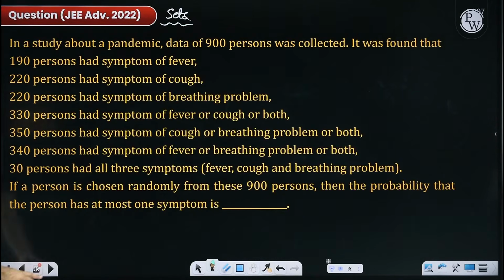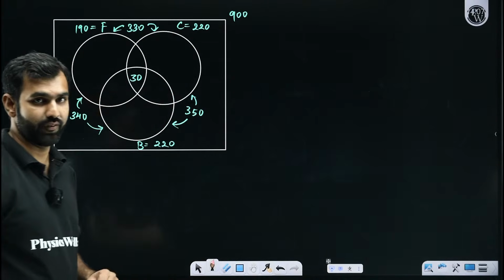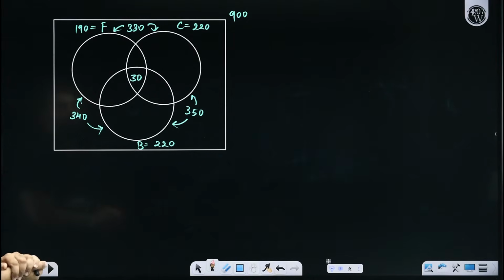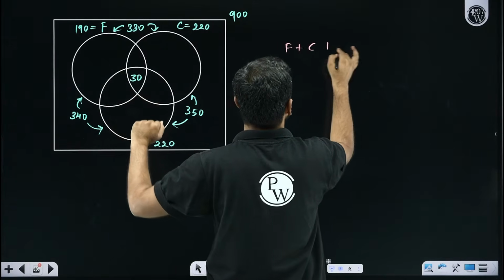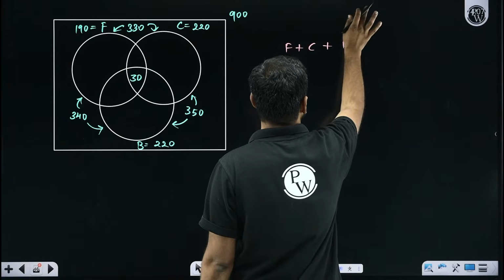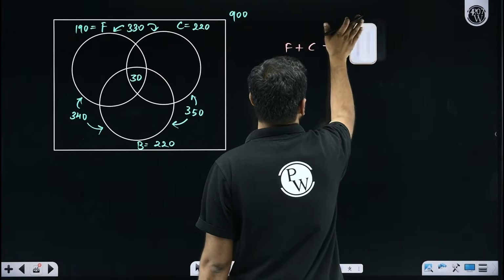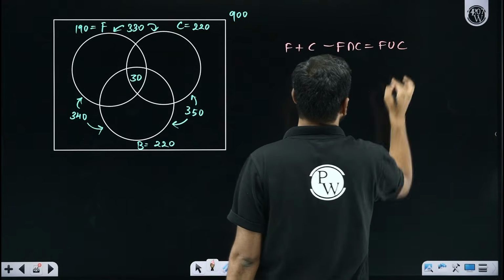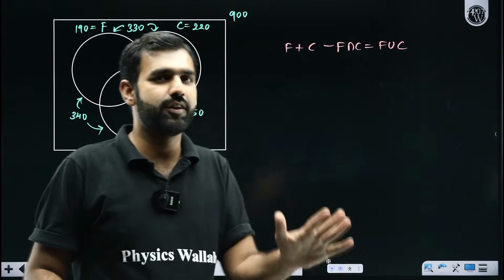Now, we'll talk about the data later, but I think I need to work out some certain values which we need to figure out here. So if I start working on the data, I hope you understand that fever plus cough minus fever intersection cough will be fever union cough. This formula, if you are keeping in mind, you will be done with this question very soon.